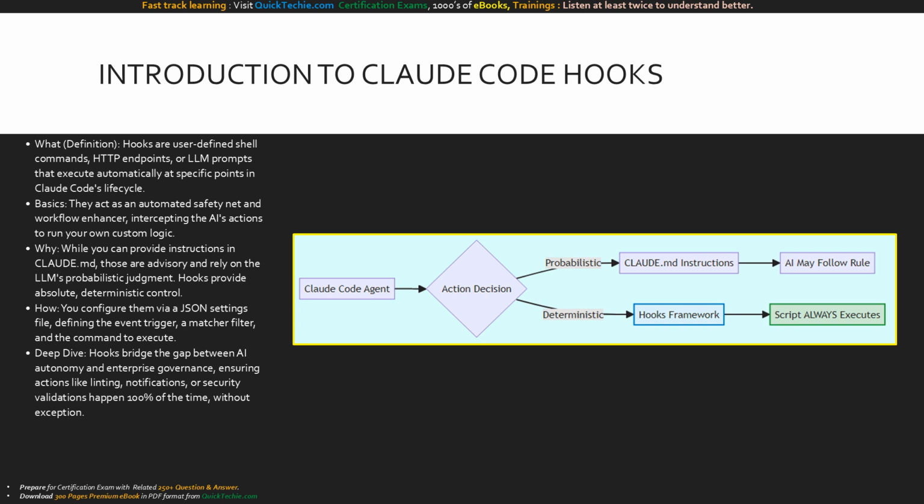Take a look at this flowchart, which illustrates the difference between standard instructions and hooks. When the Claude Code agent makes an action decision, it can follow two paths. The top path relies on Claude.md instructions, which are probabilistic, meaning the AI may or may not follow the rule perfectly. The bottom path, highlighted in blue, uses the hooks framework. This path guarantees deterministic behavior, leading to the green node. The script always executes. This visualizes why hooks are essential for strict compliance.